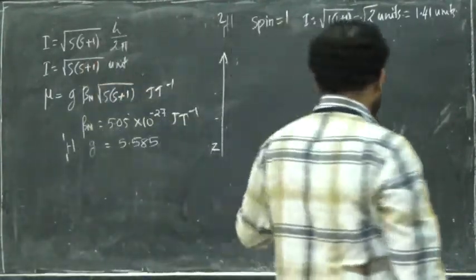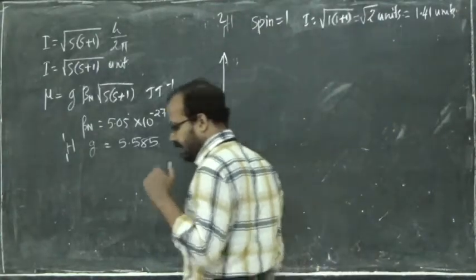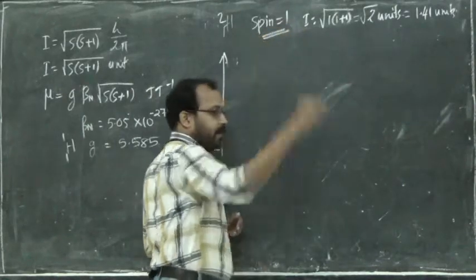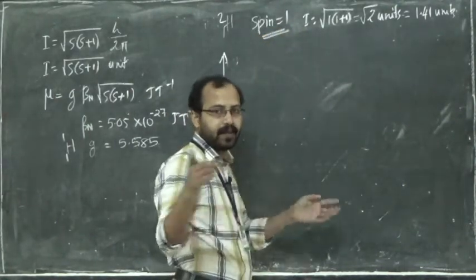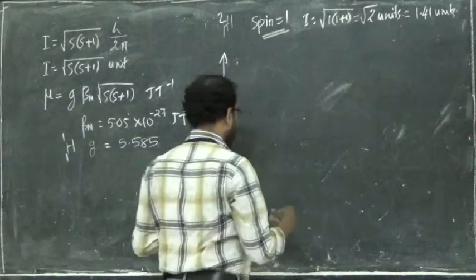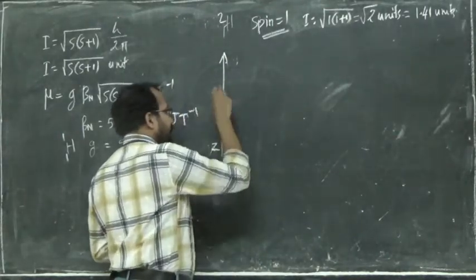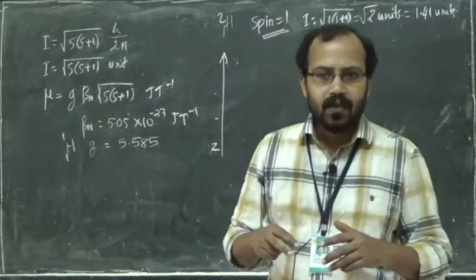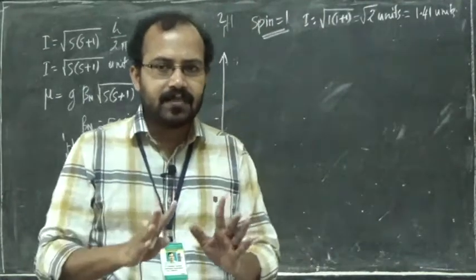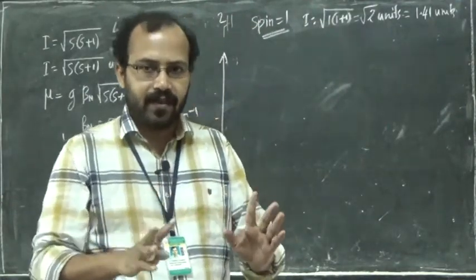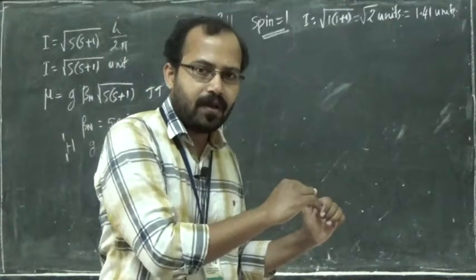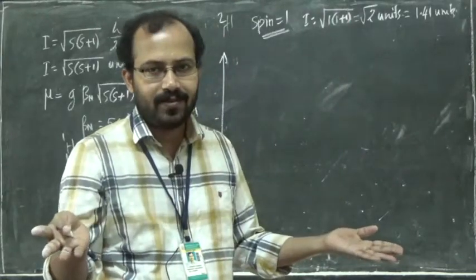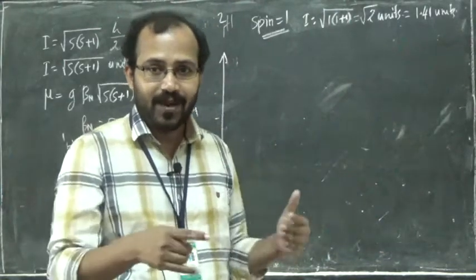In this case, quantum mechanics says that if the spin is an integral number, like 1, 2, 3, etc., then this angular momentum can orient in space only in certain restricted directions, in such a way that the component of the angular momentum in the reference direction should be integral units. Did you understand anything? Okay, I will explain.